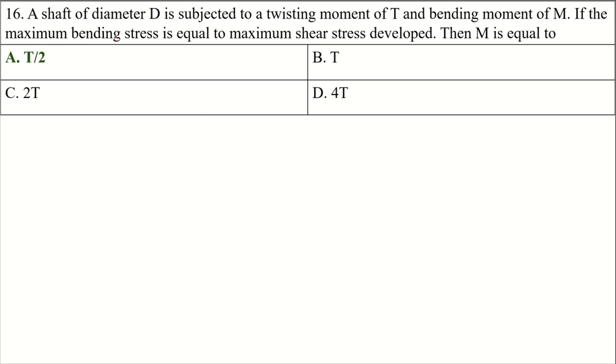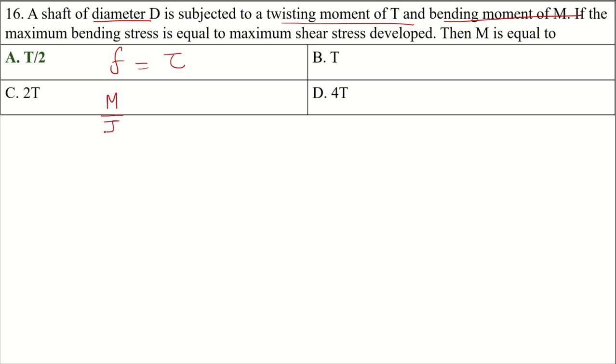A shaft of diameter d is subjected to twisting moment T and bending moment M. If the maximum bending stress is equal to the maximum shear stress developed, then M is equal to?